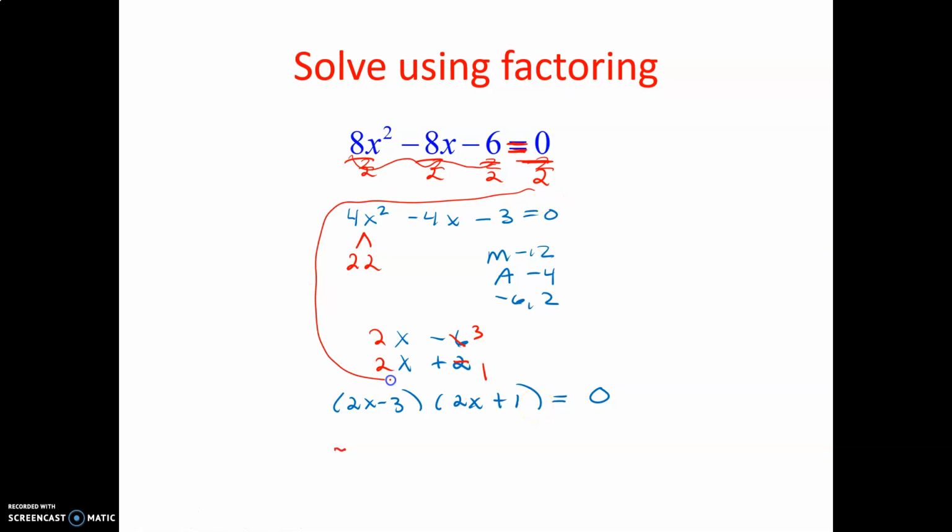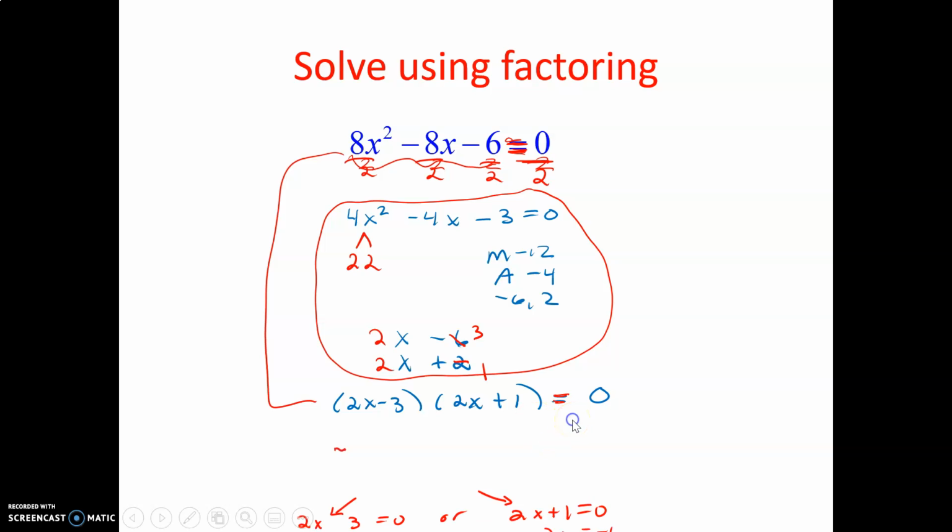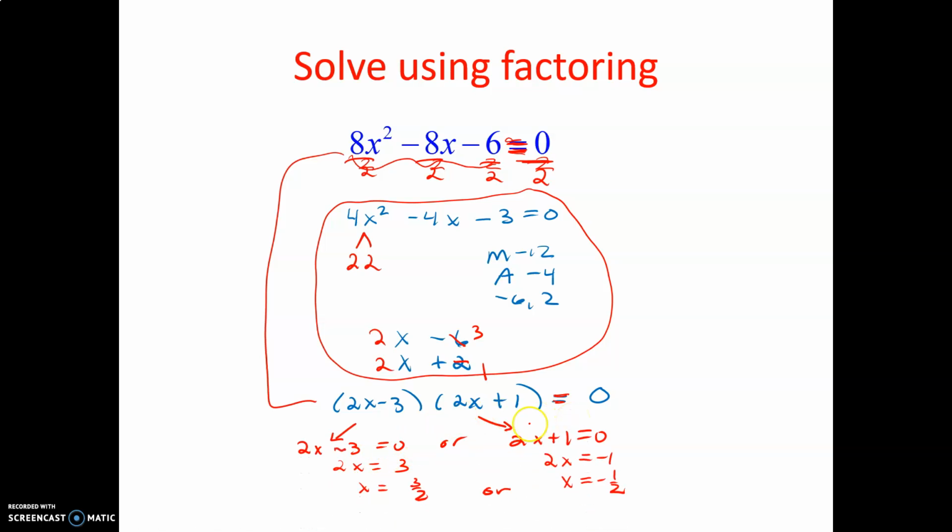So all of this was just helping me factor. Now I'm back to the equation where I had equals 0. So I still have the equal 0. If two parentheses multiply to be 0, either the first one is equal to 0 or the second one is equal to 0. So either 2x minus 3 is equal to 0, which means 2x is 3 and x is 3 halves, or 2x plus 1 is 0, which means 2x is a negative 1 and x is a negative 1/2. So I have two answers to this problem.